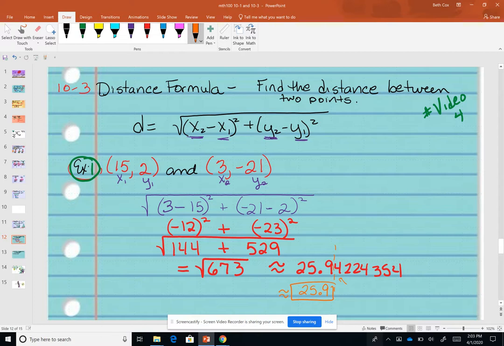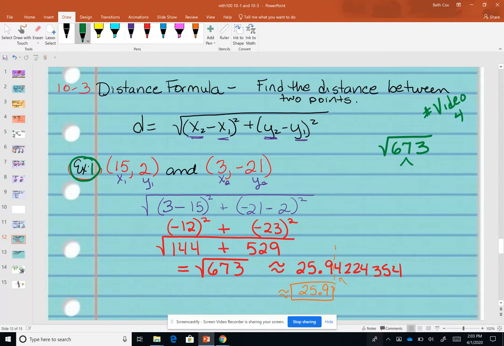But now what if I needed to simplify the radical? Because it might ask for simplified radical form. Remember, we have to do our division. We have to do our breakdown. I have no idea what goes into 673. It might actually be prime, but I'm just going to take my calculator.